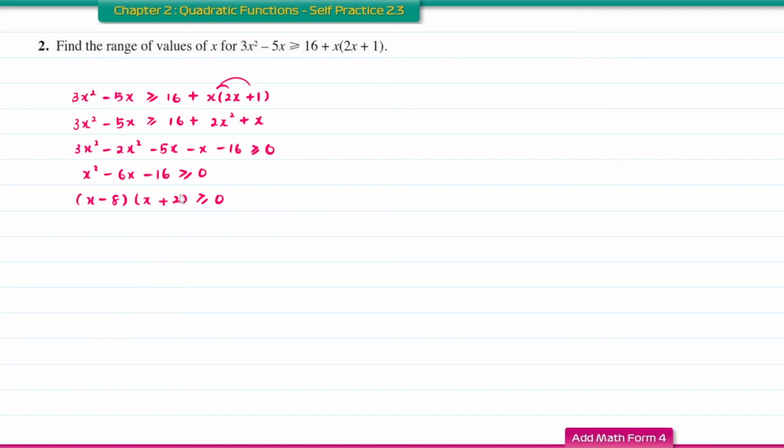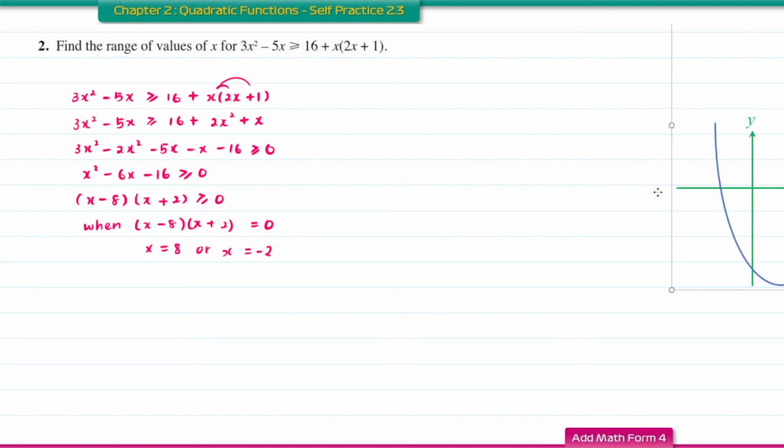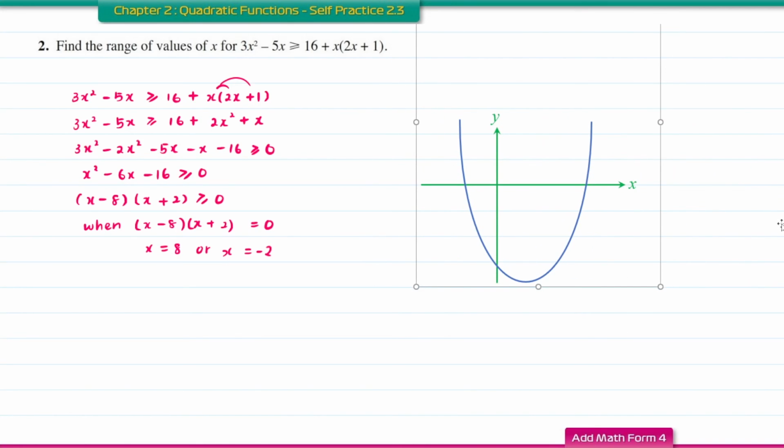To find the roots, we're going to let this quadratic equal to 0. When (x minus 8)(x plus 2) equals 0, x is equal to 8, or x is equal to negative 2. Now, to find the range of value of x, you can solve it using either the graph sketching method, number line method, or table method. For this question, I'm going to show it using the graph sketching method.